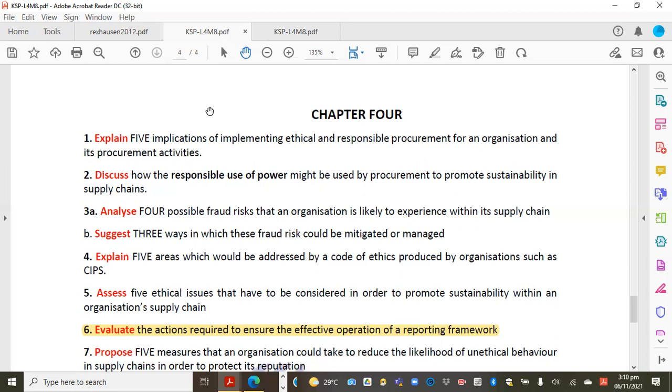Okay. All right. So we are done with the management. Then we can look at question 4. Explain 5 areas which will be addressed by the quiz. This is a very examinable area. Those who wrote last year, they had this question.